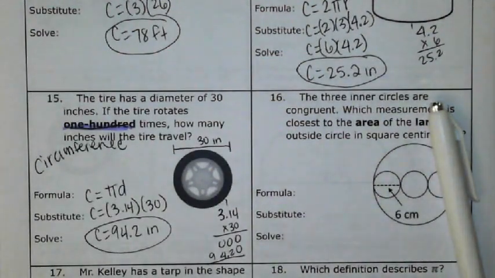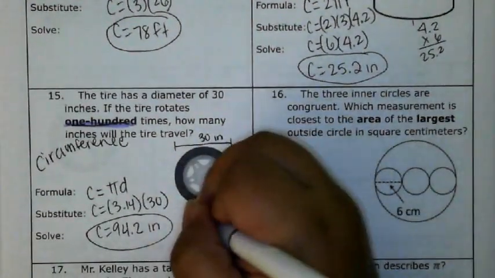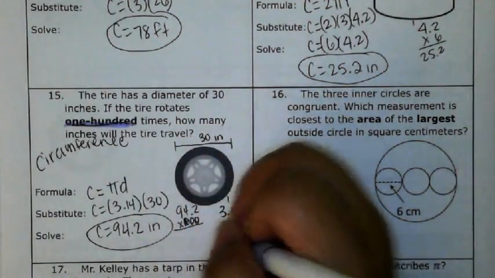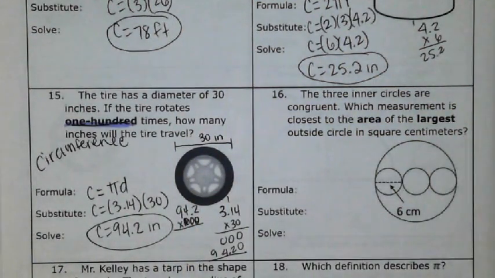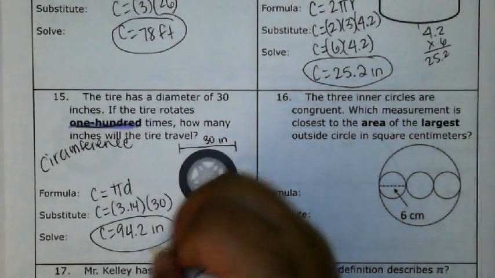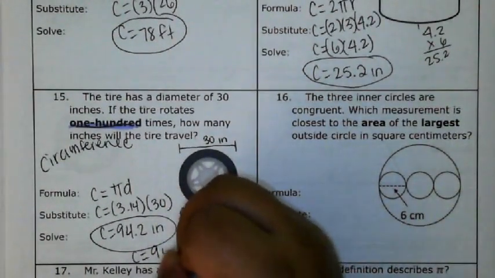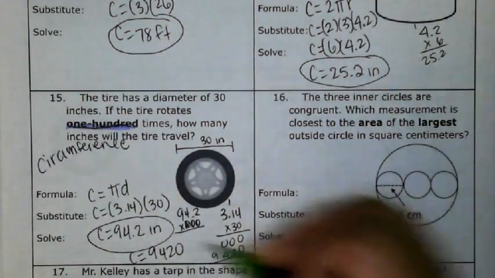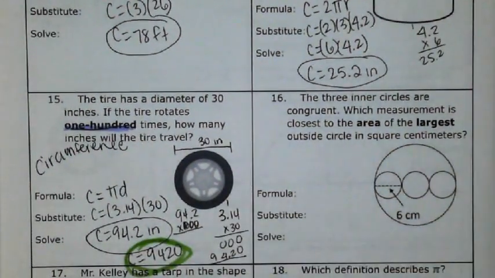94.2 times 100, okay, what am I going to get? I am going to get C equals 9,420. Okay. This right here is my final answer. Sorry, guys. Okay. All right. I hope that made sense.